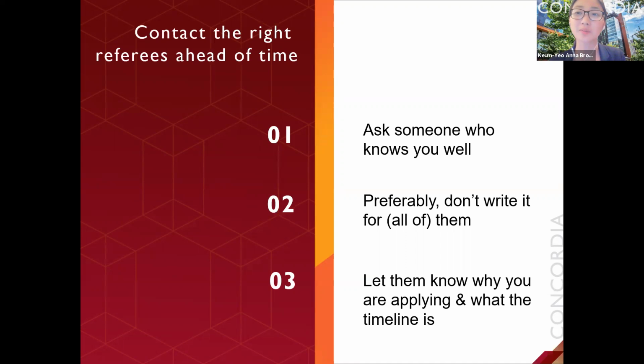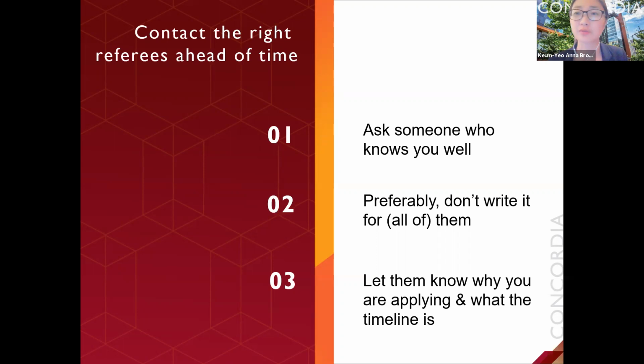Make sure to ask someone who knows you well. Sometimes we have questions about, should I ask for the CEO of my company? Should I ask for that senior director? And the fact is, the title for sure is impressive. If you can have a letter of a CEO or a senior manager, that's great. But if they don't know who you are, if they haven't worked with you, it doesn't help us much. We want to make sure that it's someone who has worked with you, who knows you, who can really give examples of what you've been able to achieve, and who can really champion you into the MBA program.